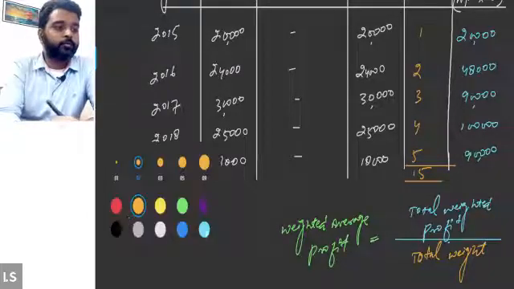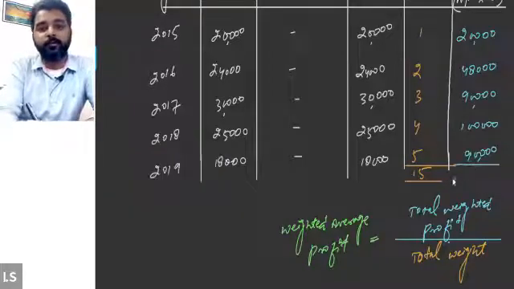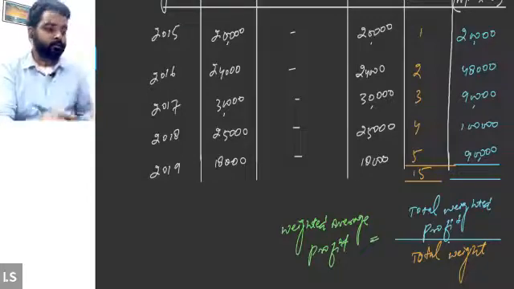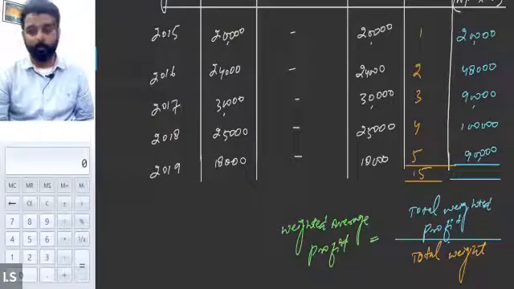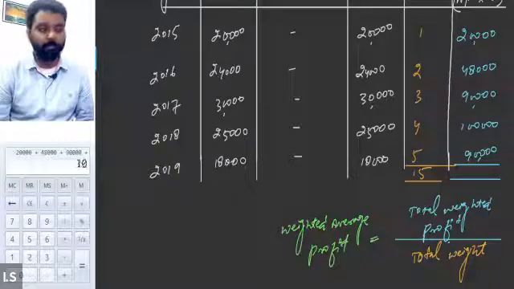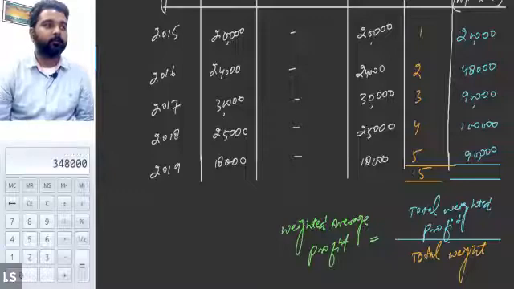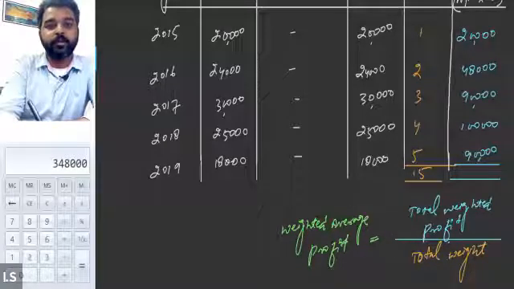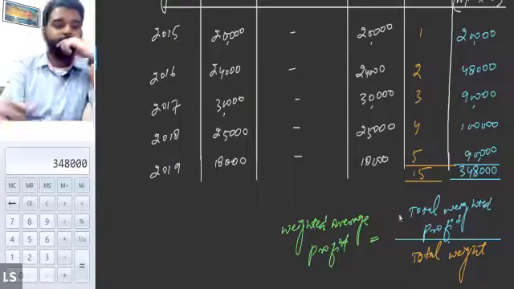And sum total of the weighted profit will be, let's total all these values, 20,000 plus 48,000 plus 90,000 plus 1 lakh and 90,000. The total profit is 3,48,000. Total weighted profit is 3,48,000. Tell me everyone, is this correct?